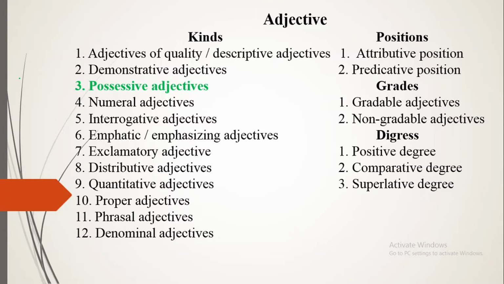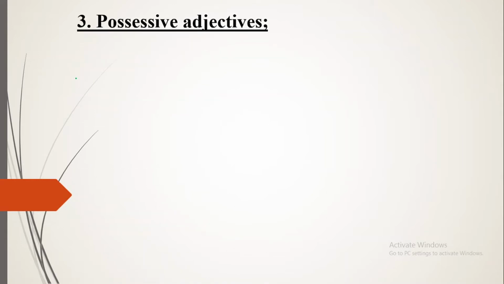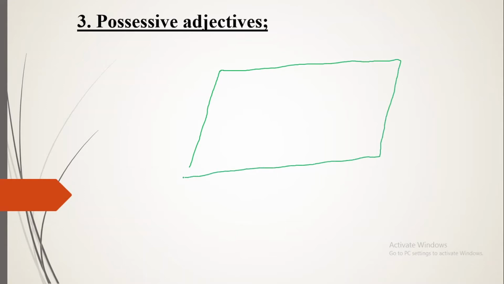Today we will be discussing the third kind of adjective, known as the possessive adjective. Before that, if you remember in pronouns, when we were learning the cases of pronouns, we had the possessive cases. In possessive cases we had possessive pronouns and possessive adjectives. As I told you, we'll be discussing the table of possessive cases, then we will go for the definition.